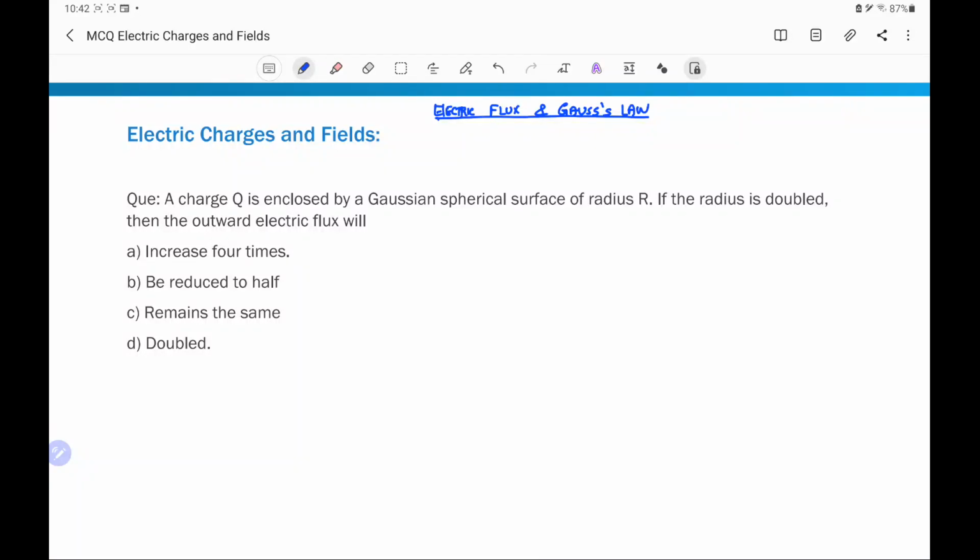Next, we have to take problems based on the electric flux and Gauss law. The problem is: a charge Q is enclosed by a Gaussian spherical surface of radius r. If the radius is doubled, then the outward electric flux will be?